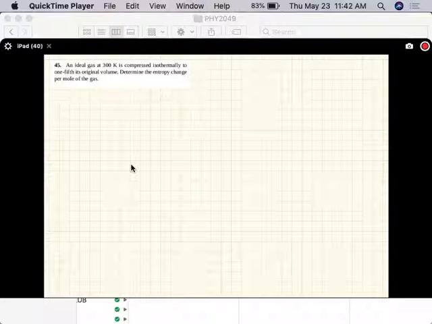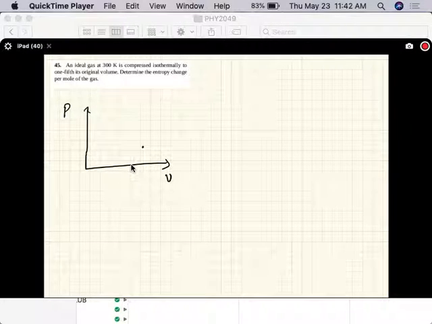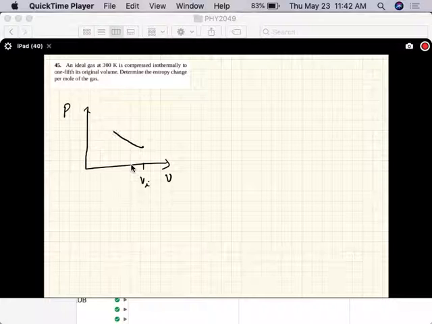Okay, so let's draw a PV diagram. Here's the initial volume, and you're compressing the gas. You're doing it isothermally, and V final is 1/5 the original volume. So the work done by the gas is negative.